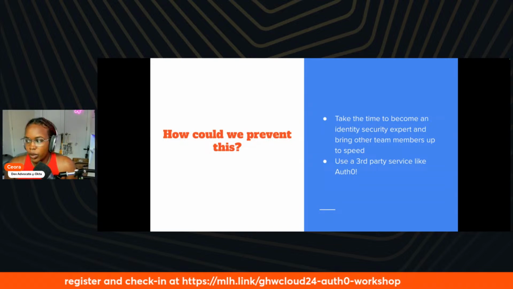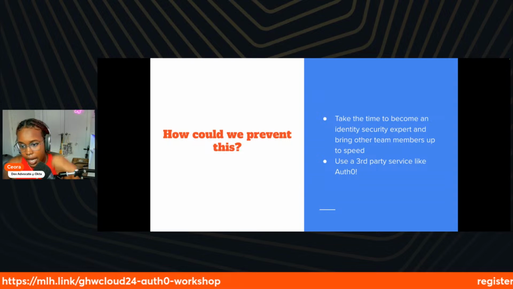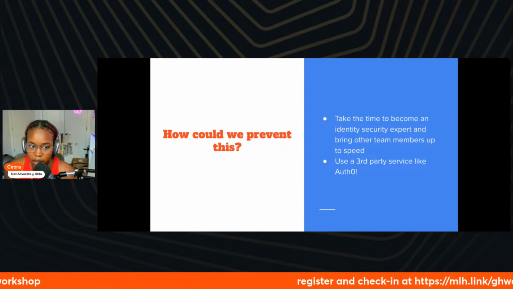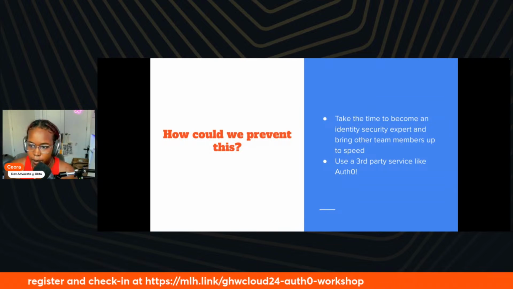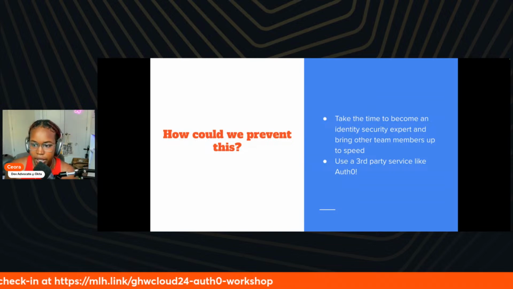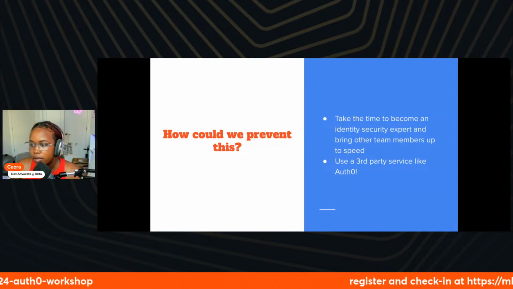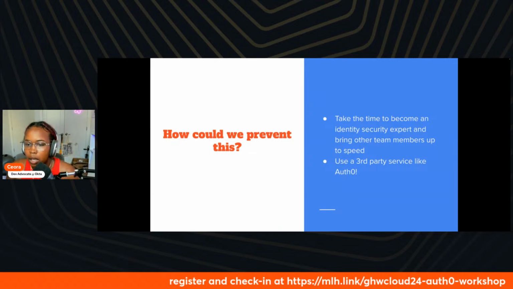So what you can do is take the time to become an identity security expert and also bring other team members you may be working with up to speed, which, as you can imagine, will take a long time because this is a very serious thing that you probably need to be an expert in. Or you can use a third party service like Auth0. And the great thing about using a third party service like Auth0 is that you leave the expertise to the developers on the Auth0 side.